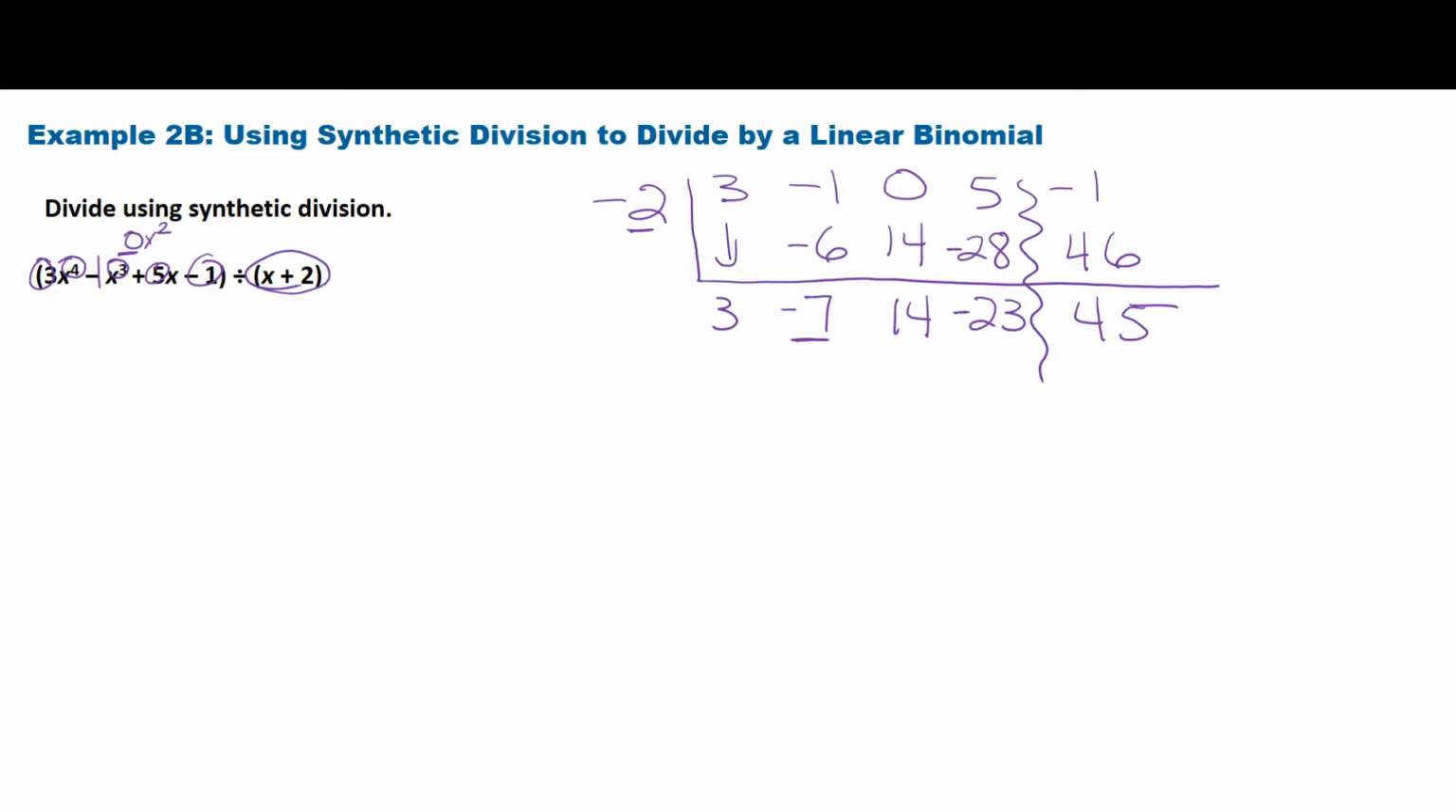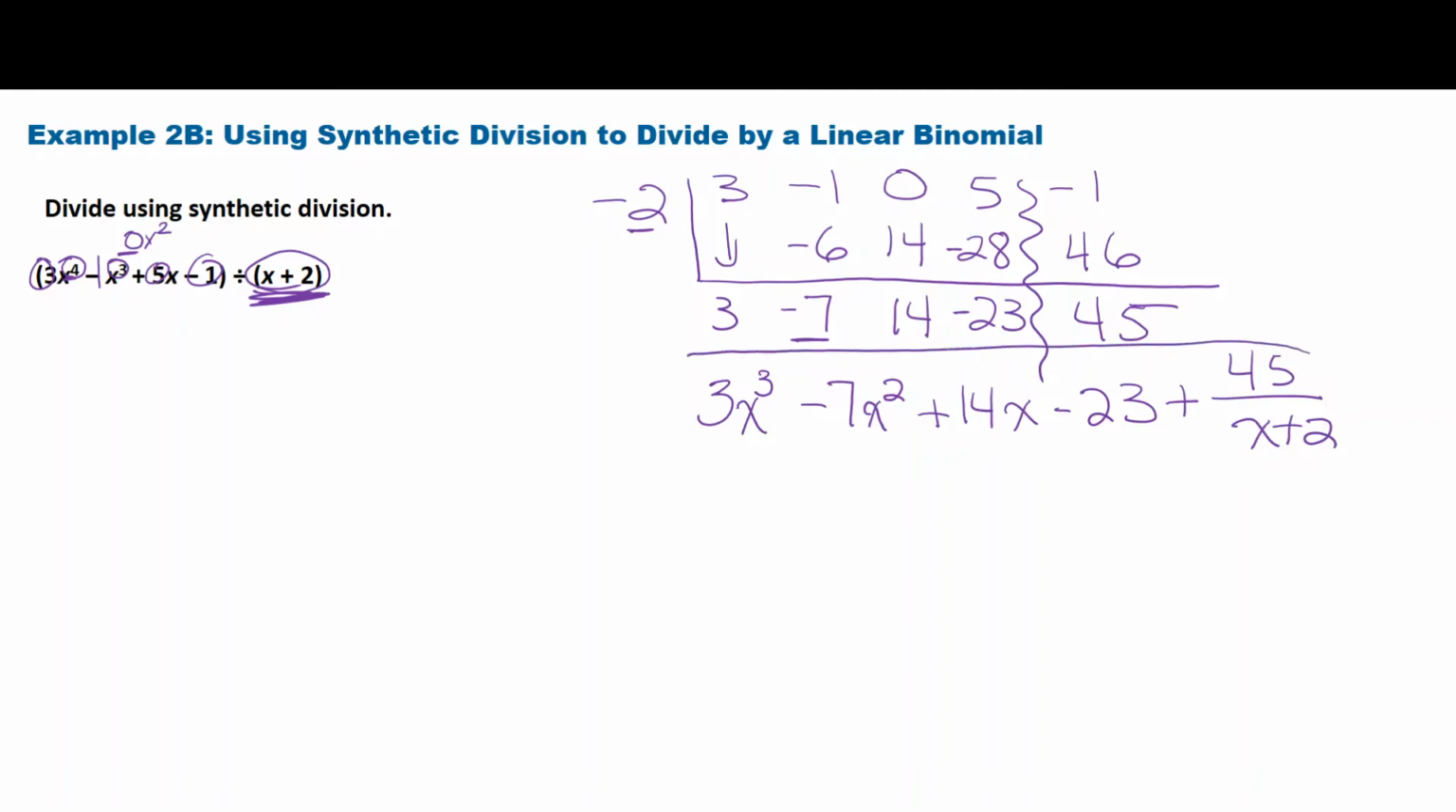Okay, so now I'm going to go back and put my variables in. Notice I started out with x to the 4 was my highest exponent, so I'm actually going to cut one out, and I'm going to say this is going to be 3x to the third minus 7x squared plus 14x minus 23 plus 45 over x plus 2, because here, remember, I was dividing by x plus 2 in the end. So this is my 45 over x plus 2. It's actually my remainder.